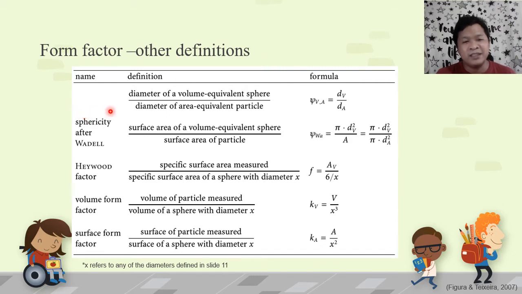Parallel lang sila sa sphericity, but may measure the ratio of different things like volume to volume, specific surface area, or particle surface, and so on. So I will not bore you with reading through these ones, but you can pause or check your slides and try to absorb them in concept nila. But then it's just similar to sphericity, but they are less common in terms of usage, no? So at least you know they exist, and that yung purpose nila is to compare your particle to, let's say, an ideal particle.